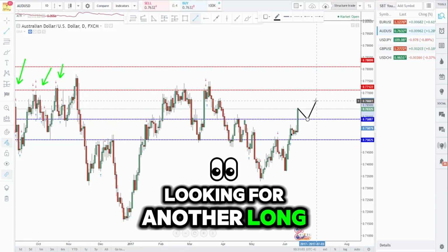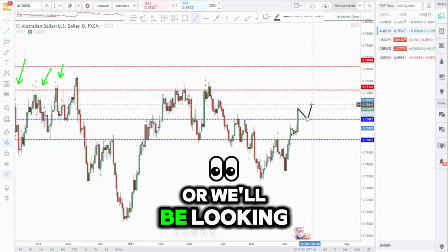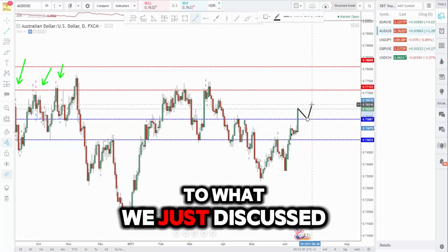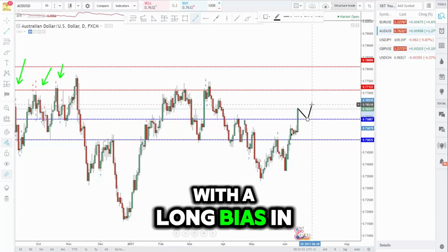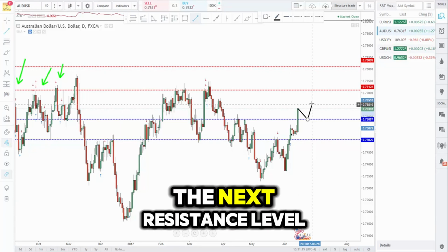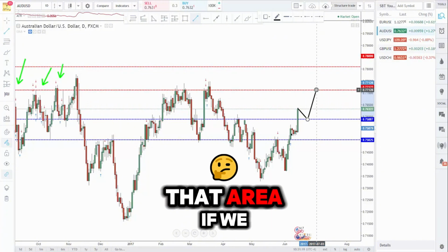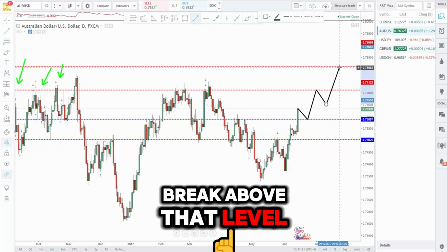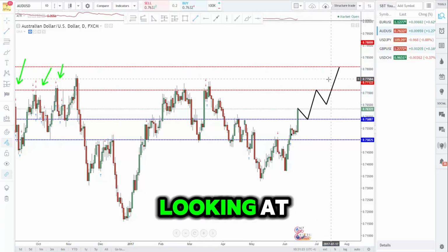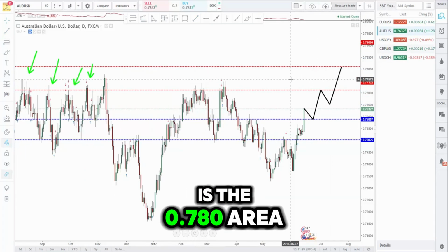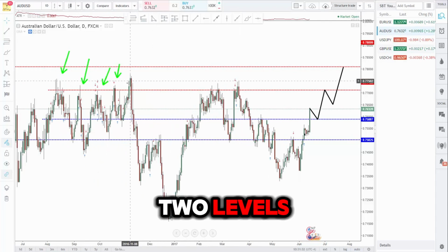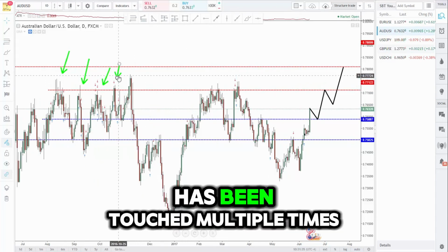Before looking for another long opportunity here on this pair, or we'll be looking for a similar situation to what we just discussed with a long bias in this market until we get to the next resistance level at 0.771, that area. If we break above that level, then our next level of resistance we'll be looking at is the 0.780 area. The reason for these two levels, of course, our first level down here has been touched multiple times.